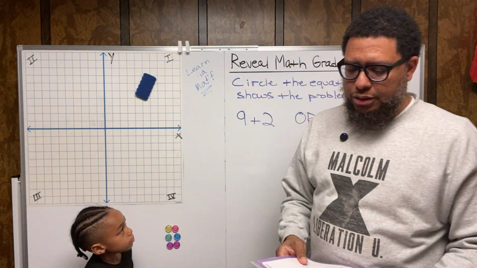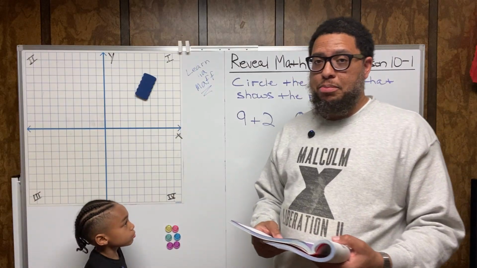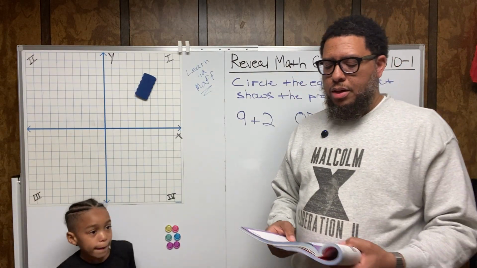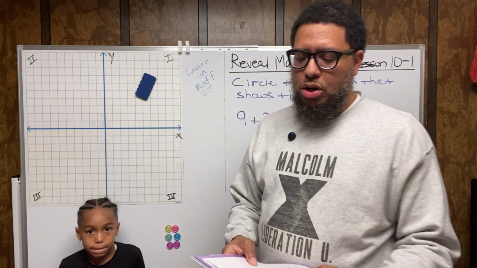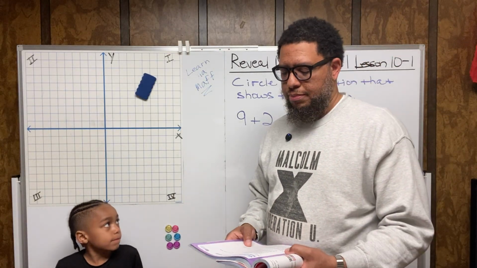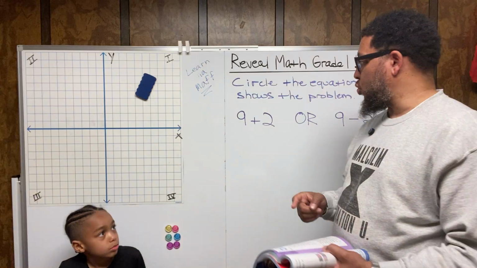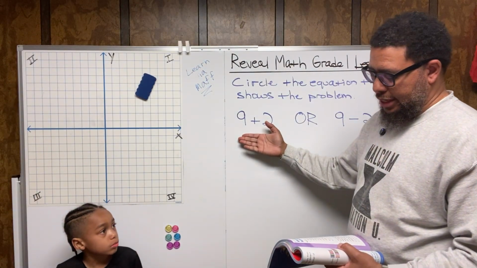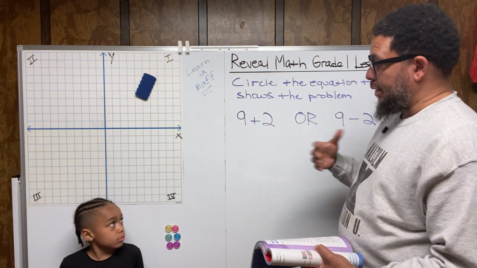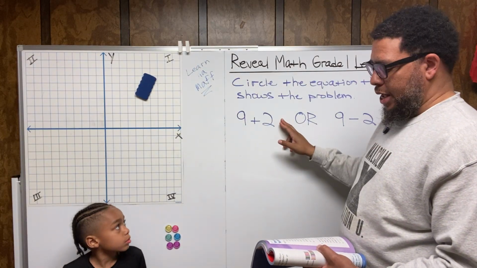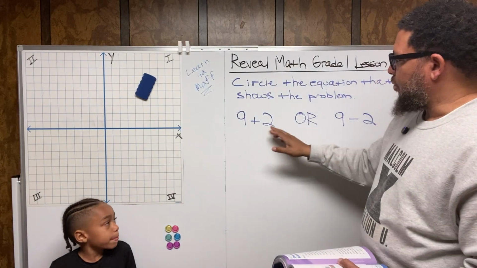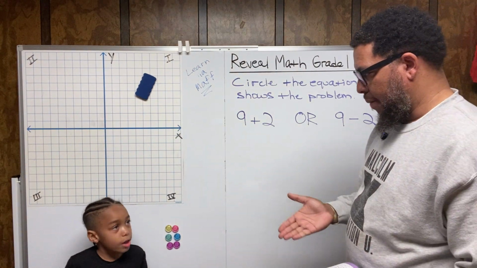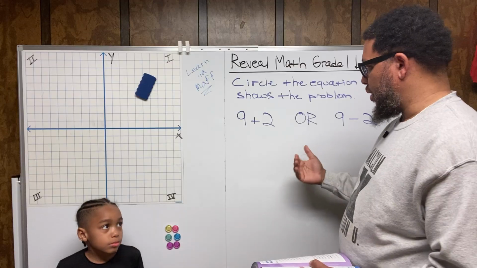So the problem reads, there are 9 red balloons and 2 blue balloons. How many more red balloons are there than blue balloons? Circle the equation that shows the problem. This is actually an expression, technically, because I didn't put the equal sign and the variable. That's my fault. 9 plus 2 equals blank, or equals x. Which variable do you want to use? X. Okay, Kwame likes to use the variable x.